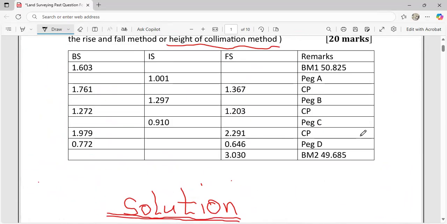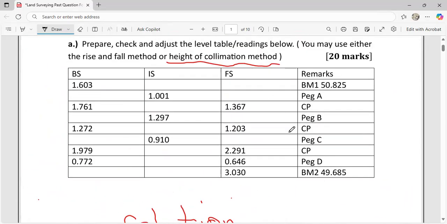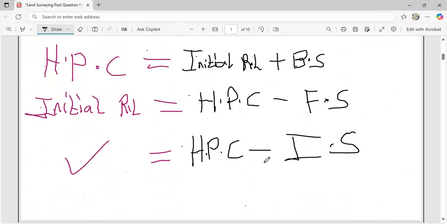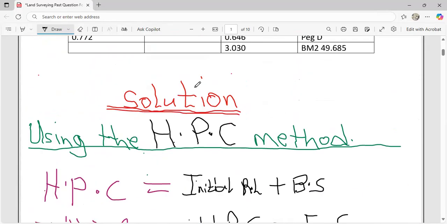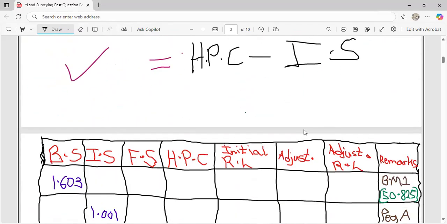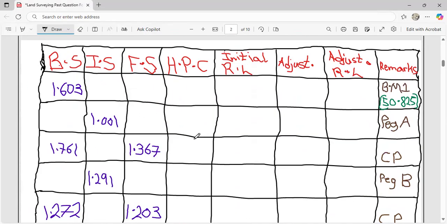As you can see in the question, you have to redraw the table again. When you redraw the table, if you want to use the HPC method, because we said we are using the HPC method, that's why we have 8 columns here. Use whichever you think makes life easier, but I wish you could learn both methods and master them well so that if the question specifies a method, you don't get lost.